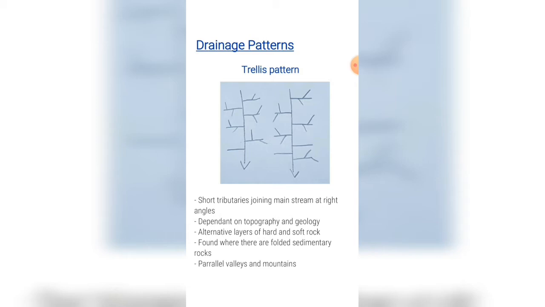It is found where there are folded sedimentary rocks, for example in the Western Cape. Parallel valleys and mountains are formed from this pattern.